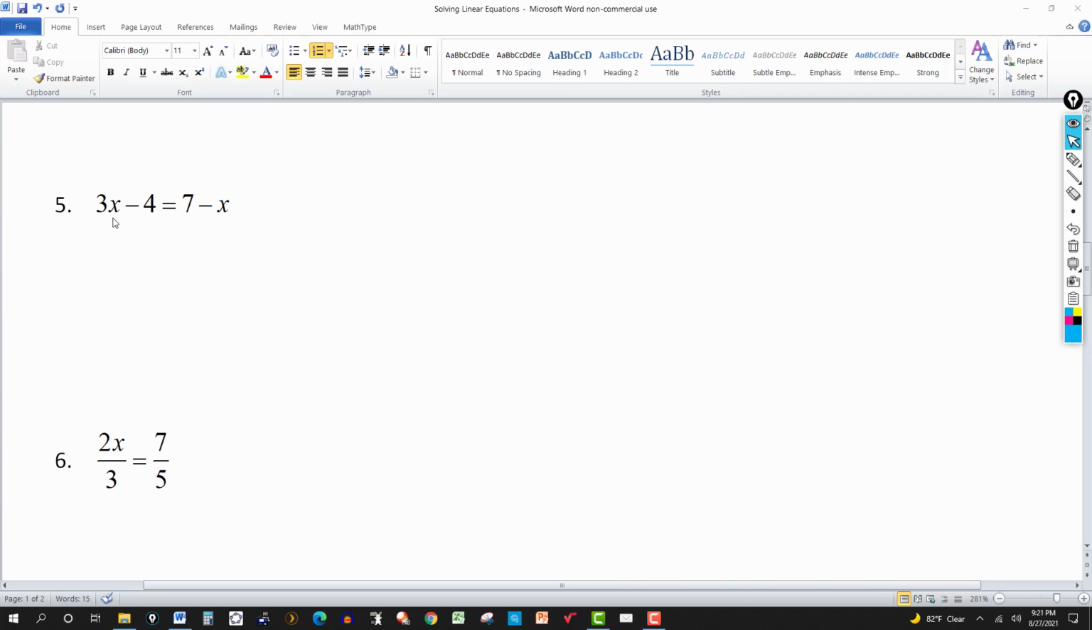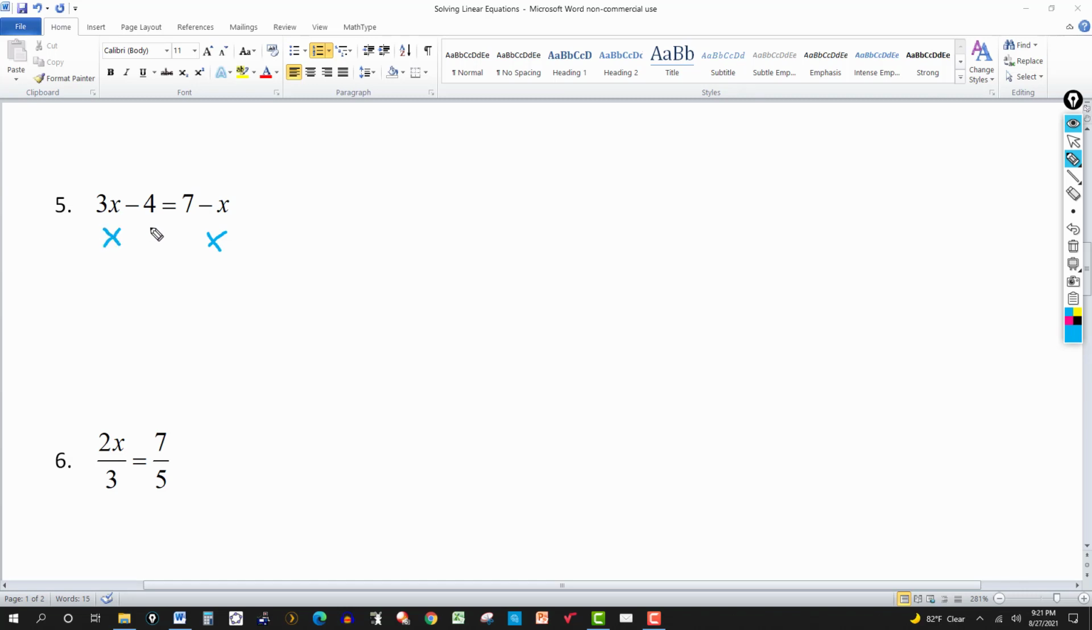Okay, so we can't simplify the left side. We can't simplify the right side. So what we do then is try to get the x's on the same side. It doesn't matter which side you get the x's on, or the variable, as long as they're on one side, either the left or the right. So I'm going to add an x to this side, because I want to cancel this x and put it over here. Okay? So add x to this side. That's legal as long as I add x to this side.